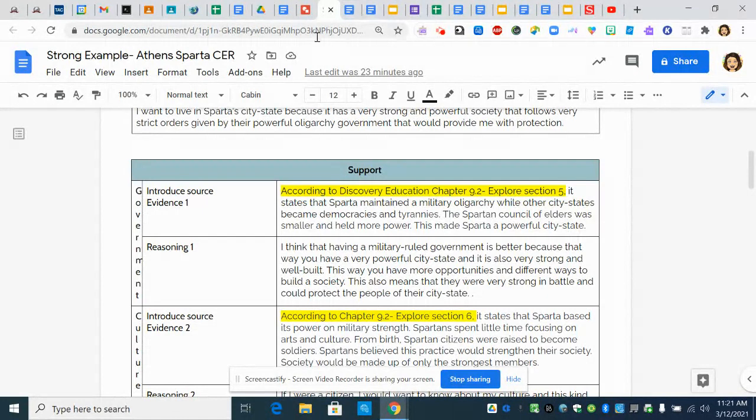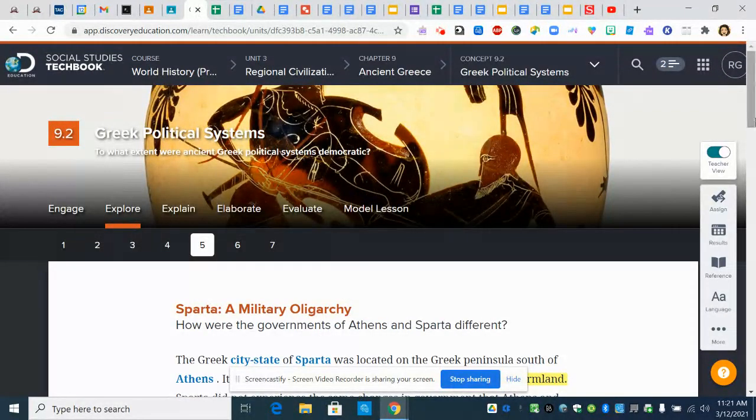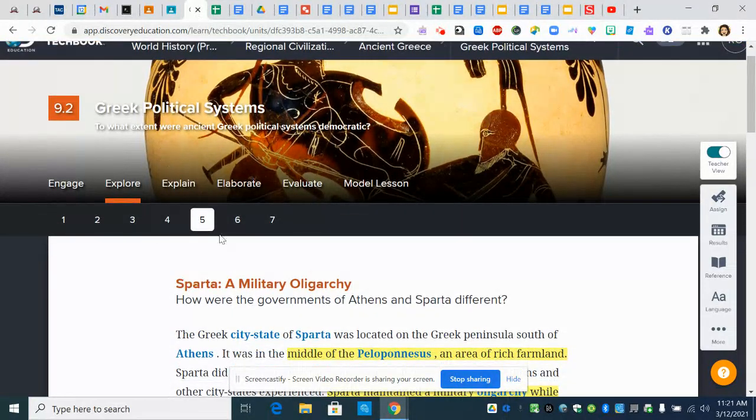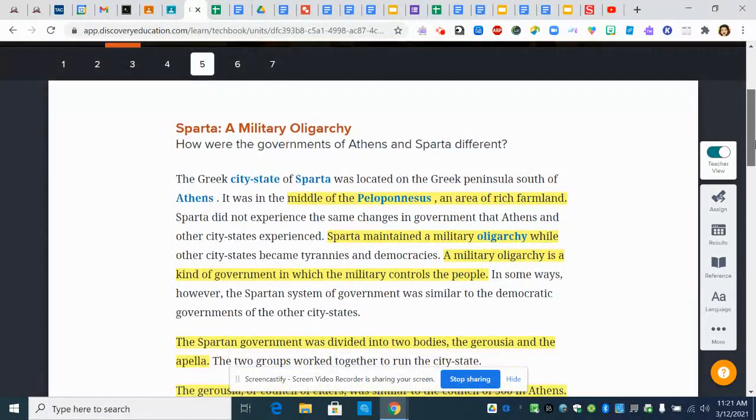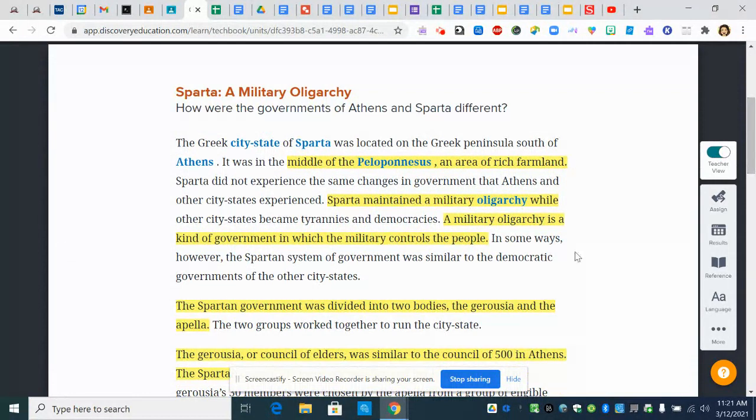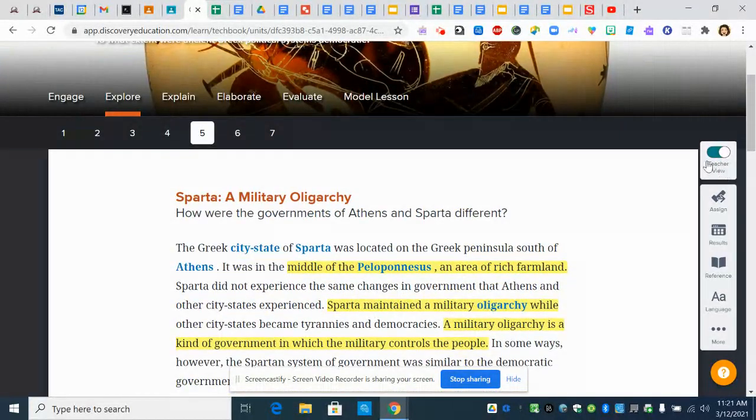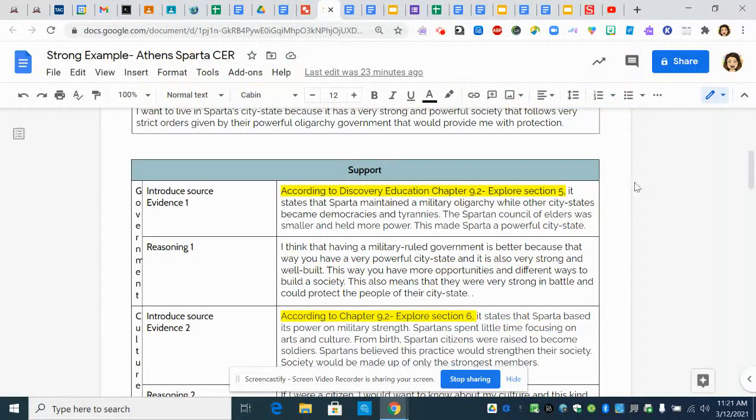So now I can go to the Discovery Textbook. This is Explore Section 5, and I can see here where the student referred to their evidence for government. Okay, how were the governments of Athens and Sparta different? So this is where the student got their information. So the student correctly cited their source and also provided the evidence in their own words.